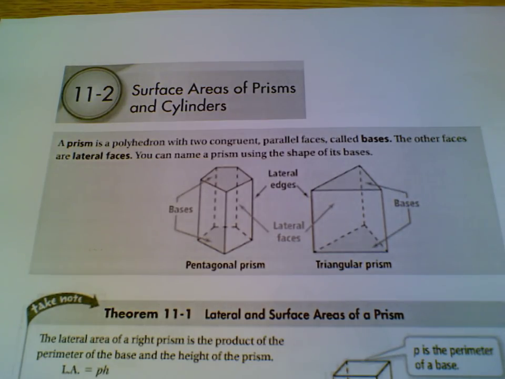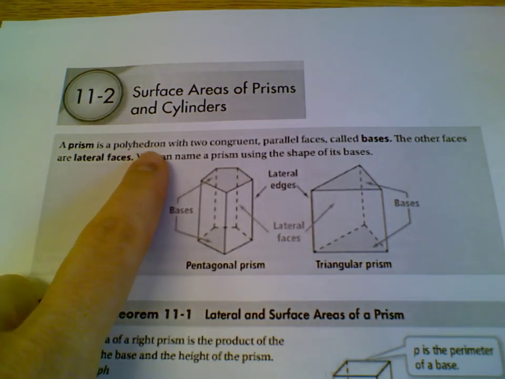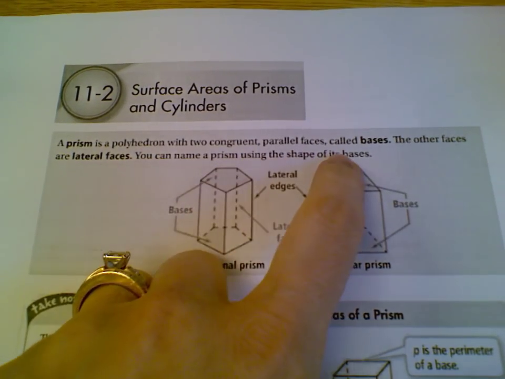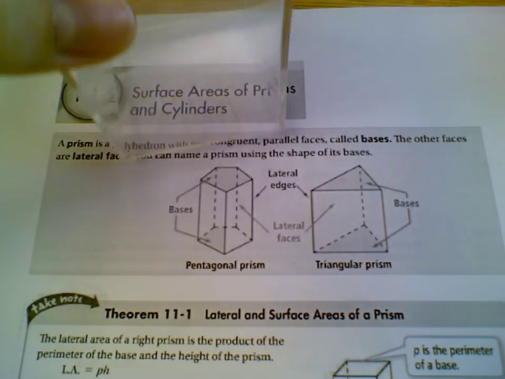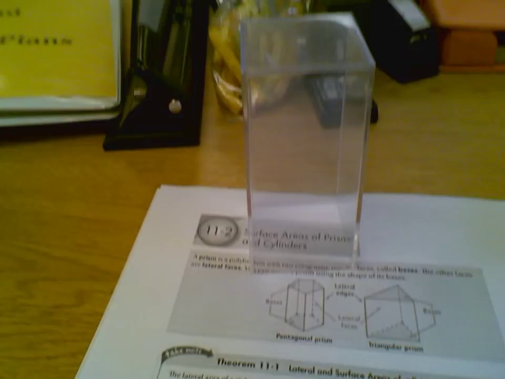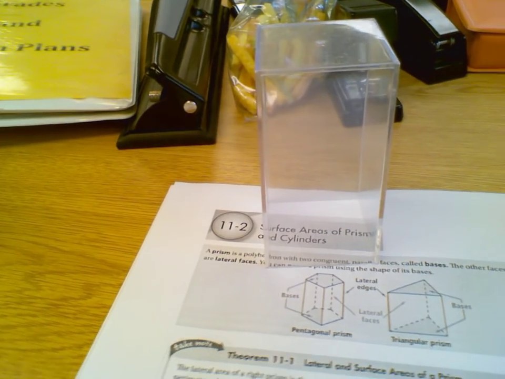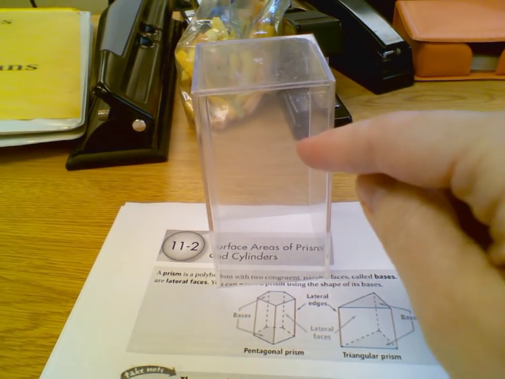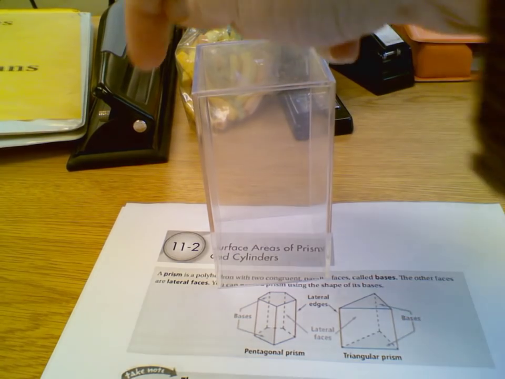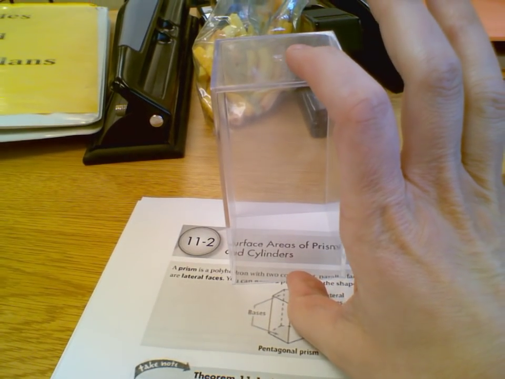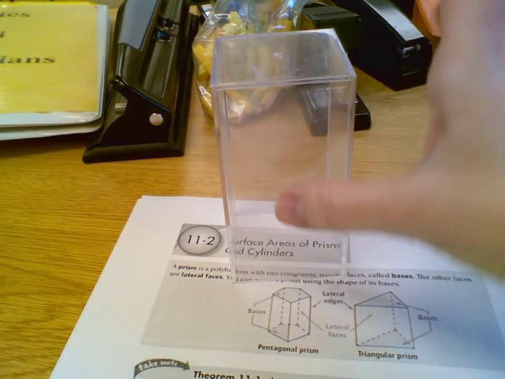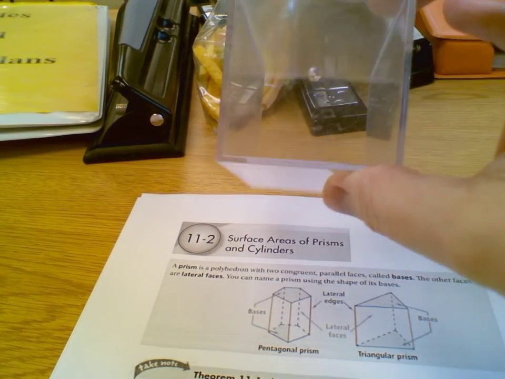Section 11.2 is finding surface areas of prisms and cylinders. A prism, by definition, is a polyhedron with two congruent parallel faces that we call the bases. If you look at this shape here, that would be a prism because all of the lateral faces end up being rectangular, and then the bottom and the top are what you call your bases. And that looks like maybe a square.